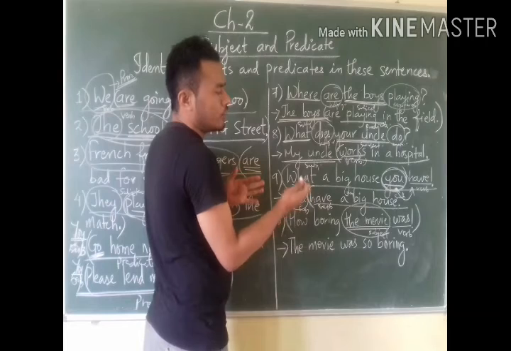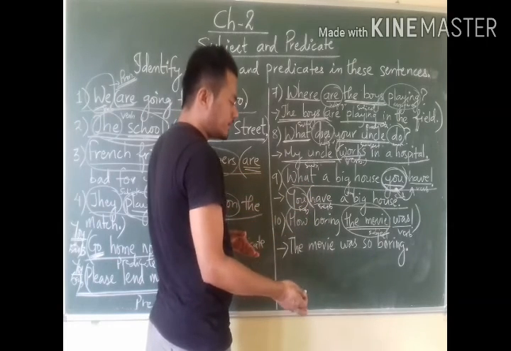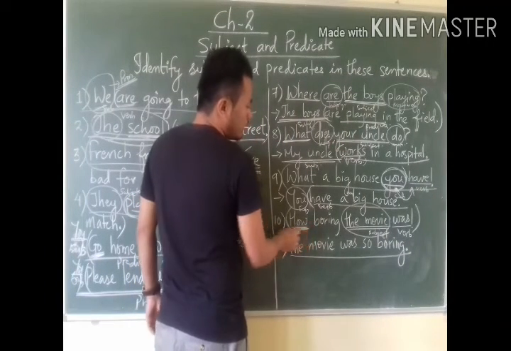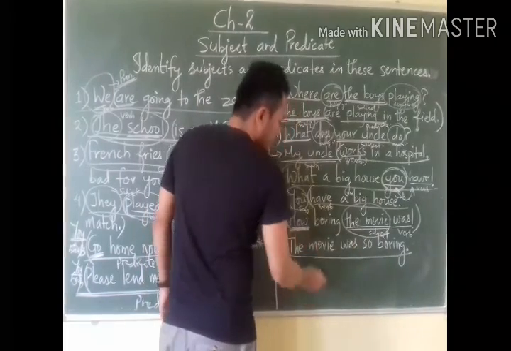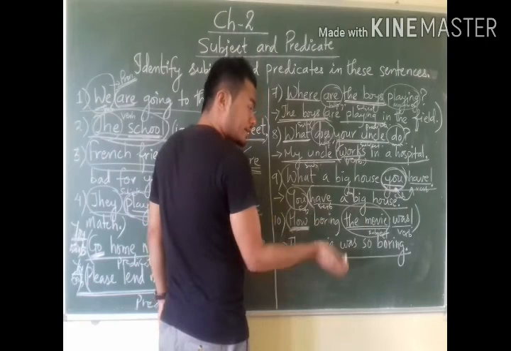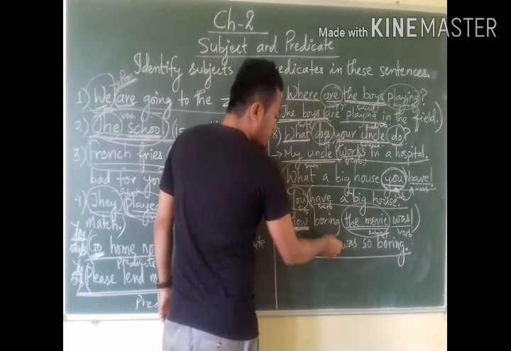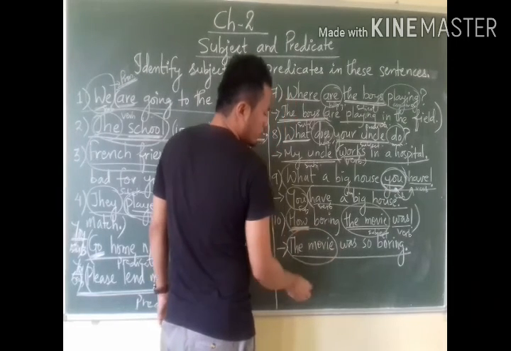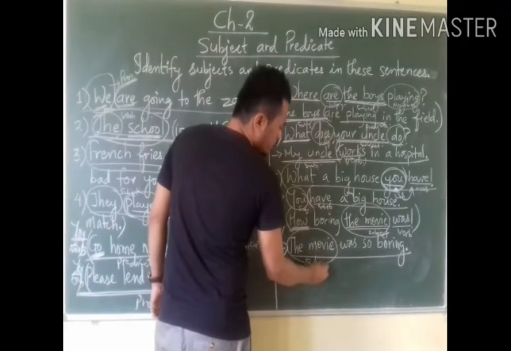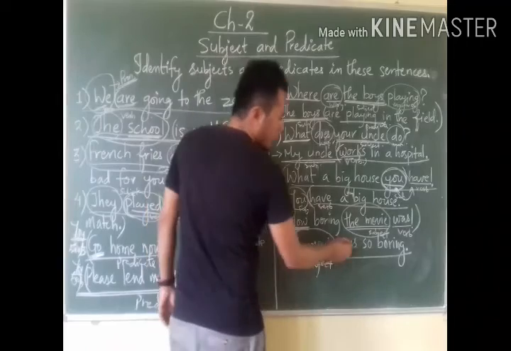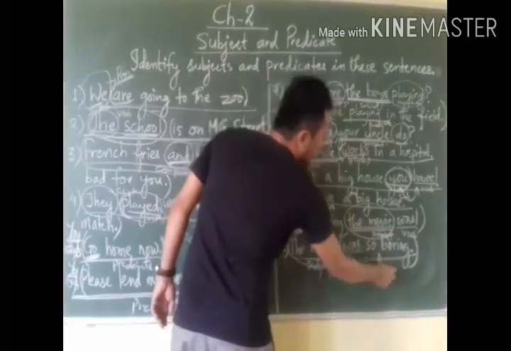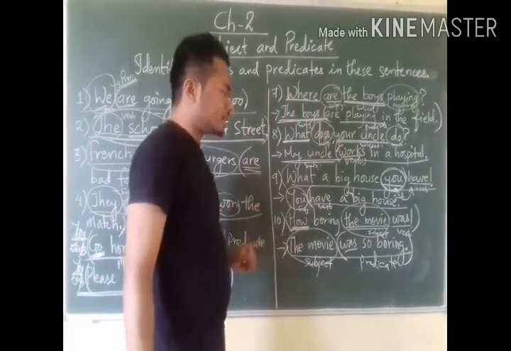Now, how boring the movie was. If you change this into an assertive sentence, it becomes the movie was so boring. So here we have to use the concept of the plus word also. Okay, how means so. So if you change this exclamatory sentence into an assertive sentence, it becomes the movie was very boring or so boring. The sentence is about the movie, so the movie is the subject here. Was is the verb. So was so boring is the predicate, because after the verb the rest of the words are the predicate in assertive sentences.